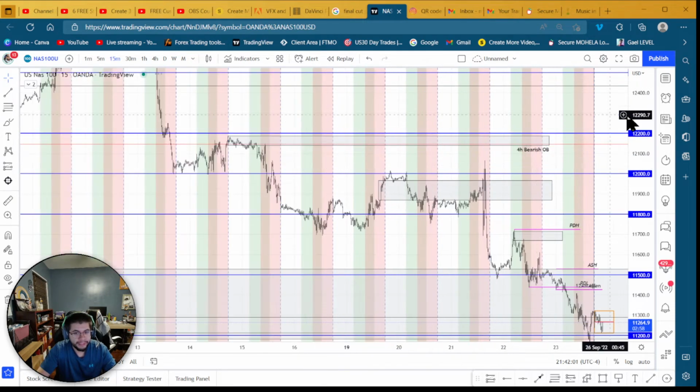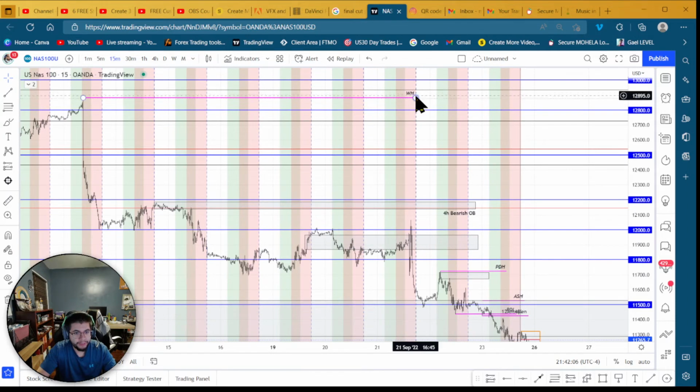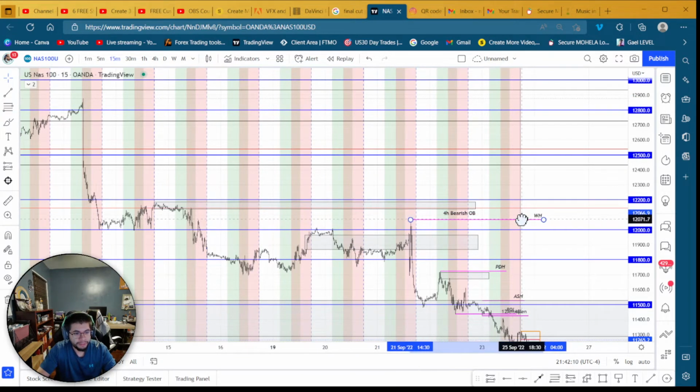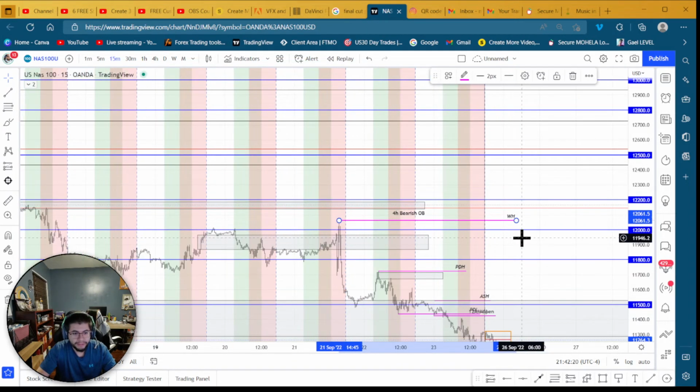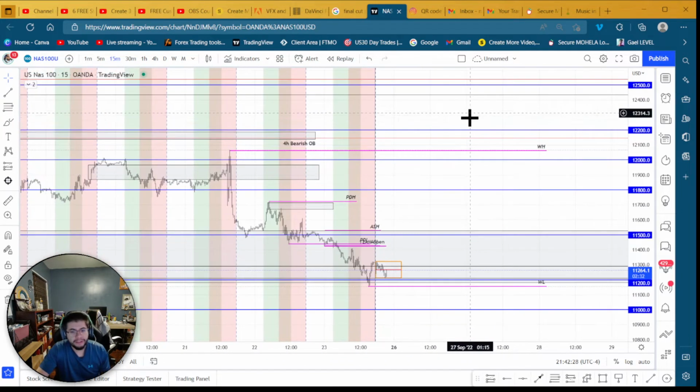So what I could do is bring this weekly high, pull it back a little bit, and then drag it down to this moment right there. Out of the last week, so 1, 2, 3, 4, 5. This was the high, so it makes sense. So we have our weekly high, weekly low.